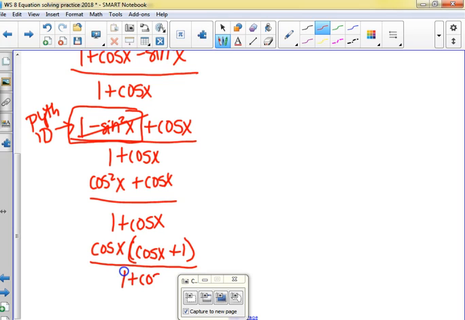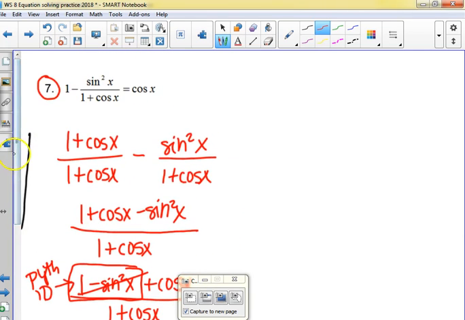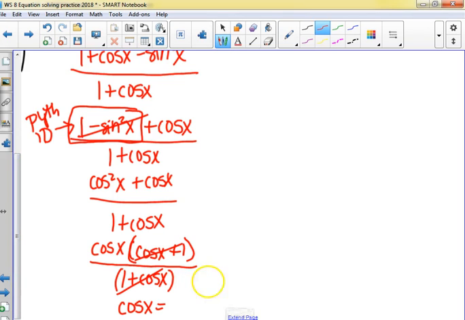And now can we cancel anything? 1 plus cosine and cosine plus 1 is the same thing, right? So we're left with cosine of x, and I hope that's what we were trying to get. Is that what the right-hand side said way back up there? Okay, so that was a good verify review.